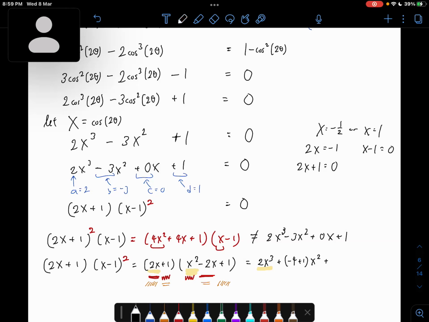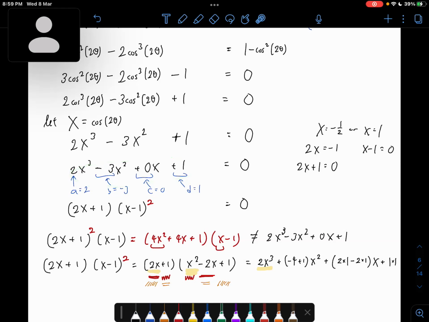Yeah. That's why there's no x. Okay, let's just write it down. Write the working. 2 times 1 plus positive 1 times negative 2, so minus 2 times 1 x, and then plus 1 times 1. Okay, and of course, yes, it is the same as 2x cubed minus 3x squared plus 0x plus 1.